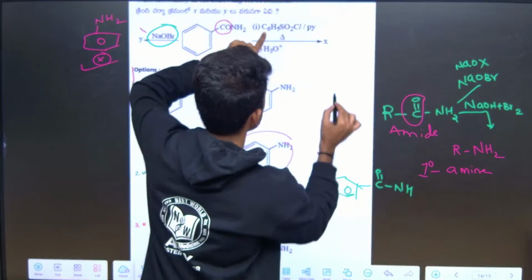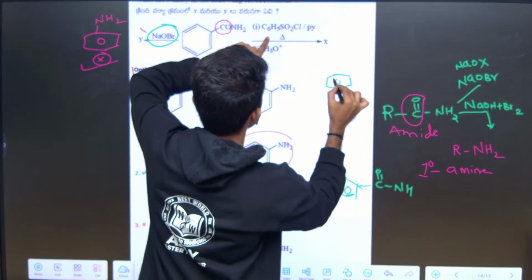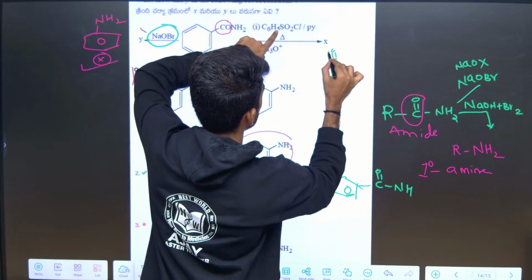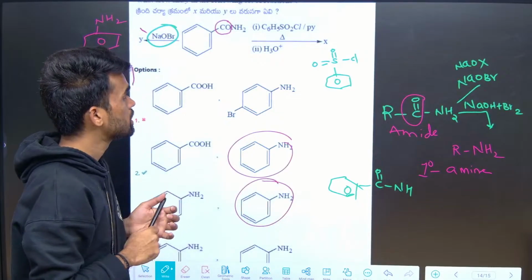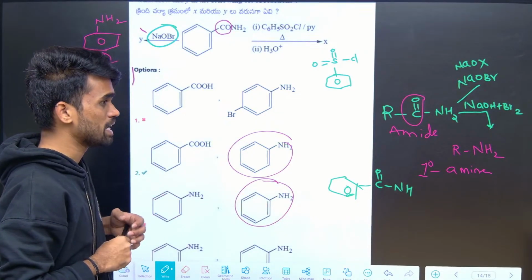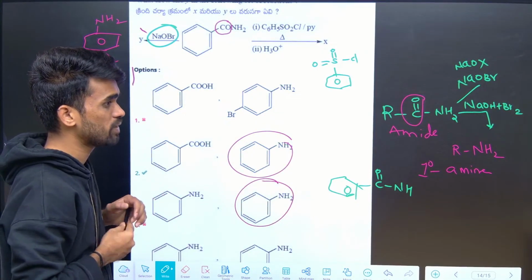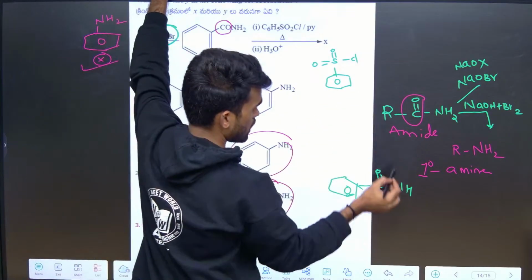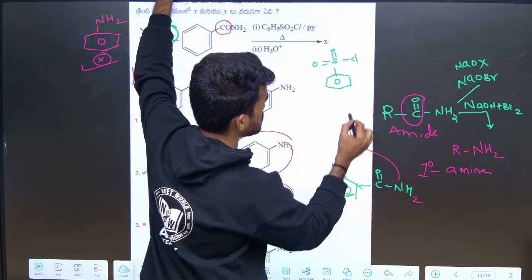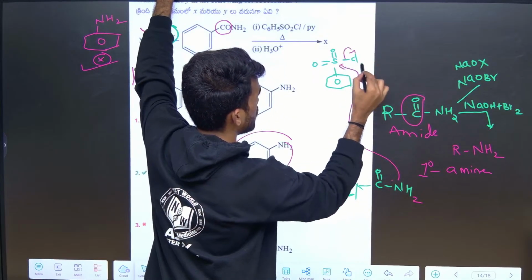Okay, so if you want, you can write it like this. This is benzene sulfonyl chloride. Generally we call it the Hinsberg reagent, used in the Hinsberg test. Now what happens is this NH2 group attacks the sulfonyl group and the chloride ion goes out.